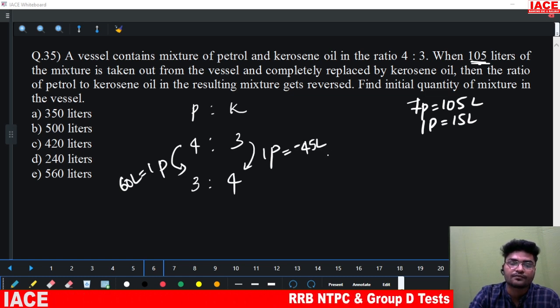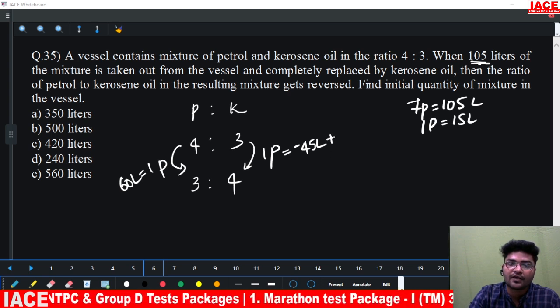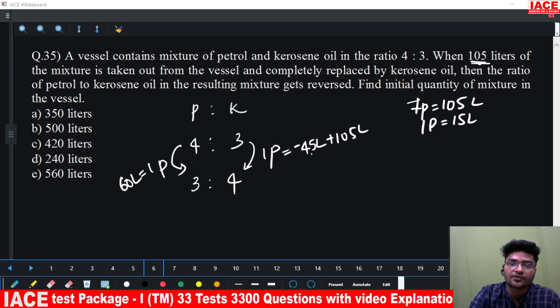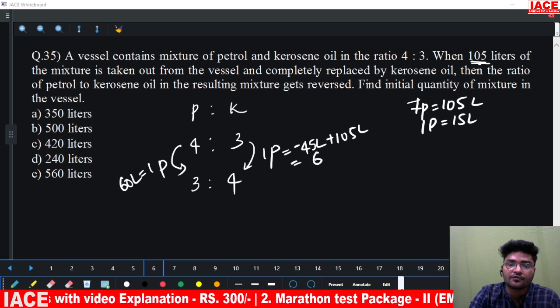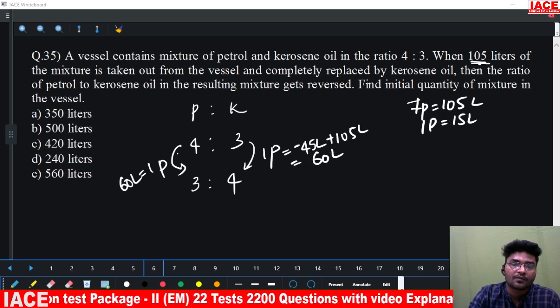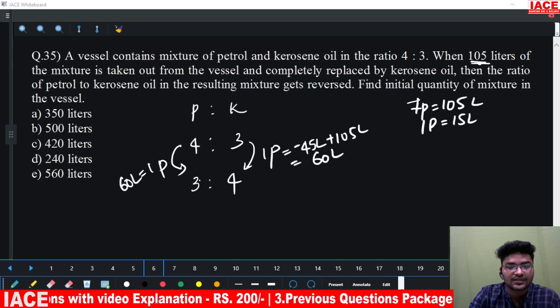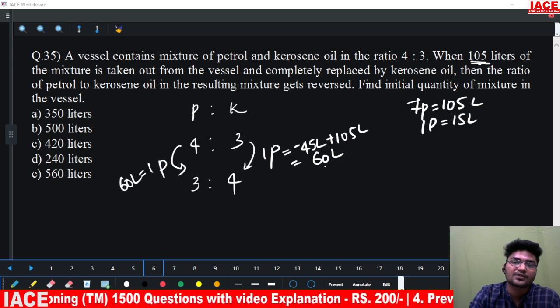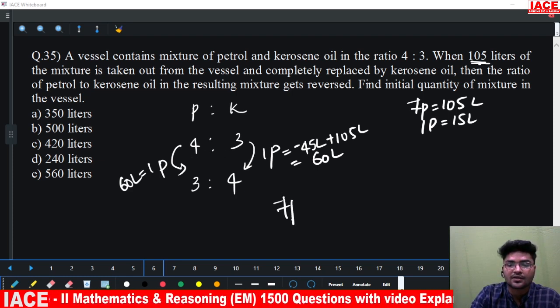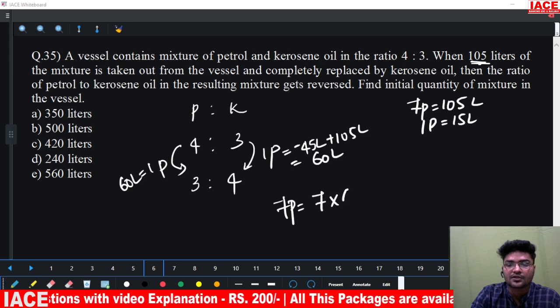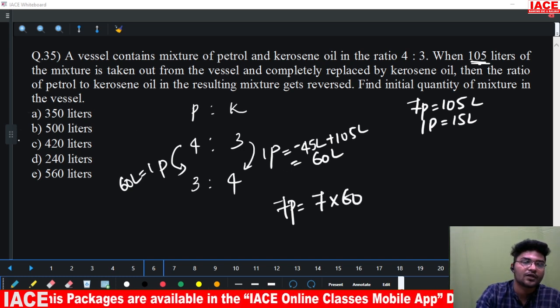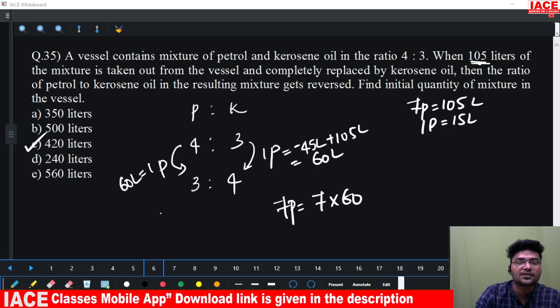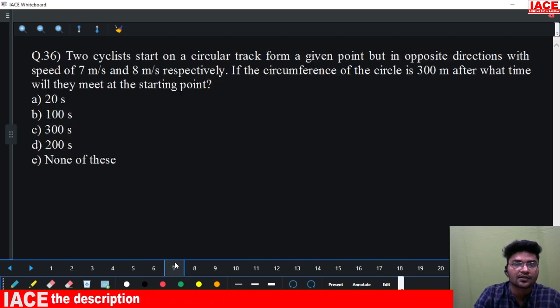45 is removed. But again 105 liters kerosene is added. So overall one part increased because of addition of 60 liters. One part decreased because of removal of 60 liters. So one part is 60 liters means initially how many parts were there? Initially 7 parts are there. 7 into 60 means 420. 420 means option C is our correct answer.